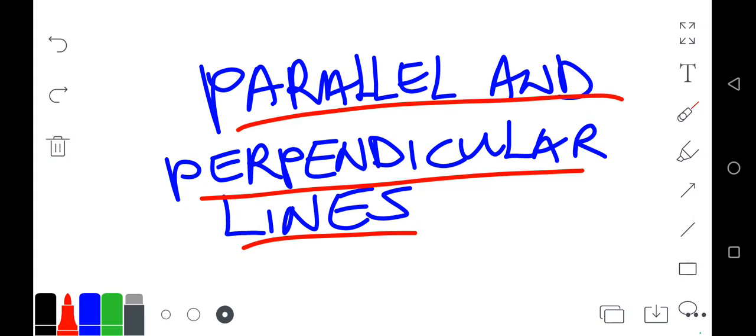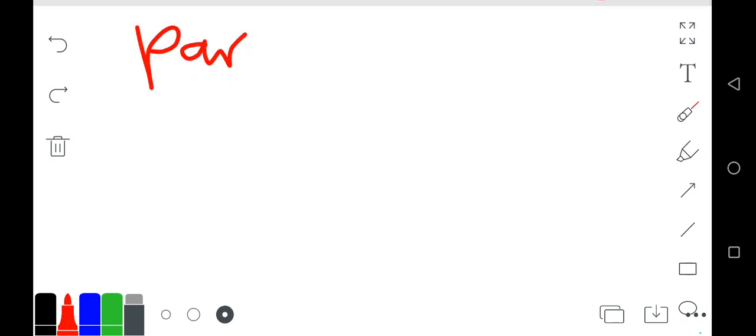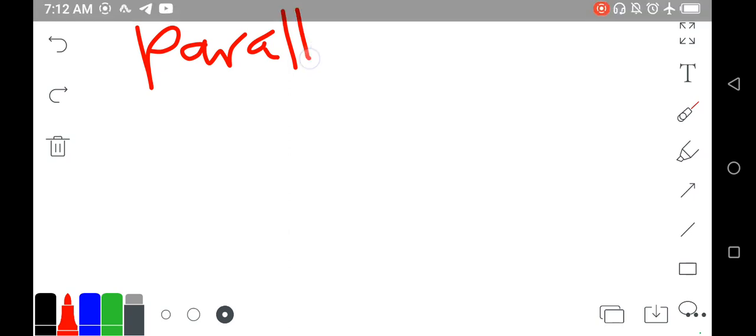So now we want to talk about parallel and perpendicular lines. First of all, we have to understand what is a parallel line and what is a perpendicular line. To start off with, we shall start with the parallel lines.